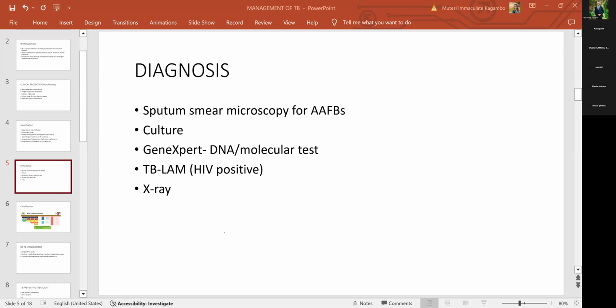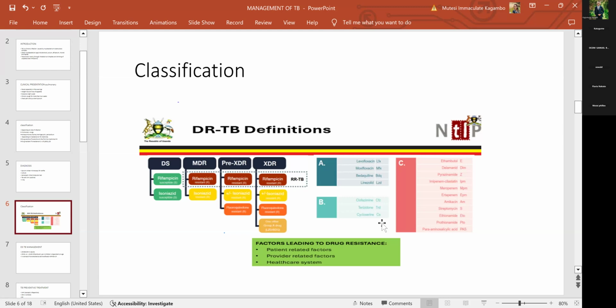Mutesi, let's go to the next slide. So let's continue with the classification. Now this is an extract from the Ministry of Health guideline, the NTLP. NTLP is National TB and Leprosy Program. So you can see drug-susceptible TB is TB that is not resistant to rifampicin and isoniazid, okay? And then MDR TB is TB that is resistant to rifampicin and isoniazid. That is MDR, multi-drug resistant TB.